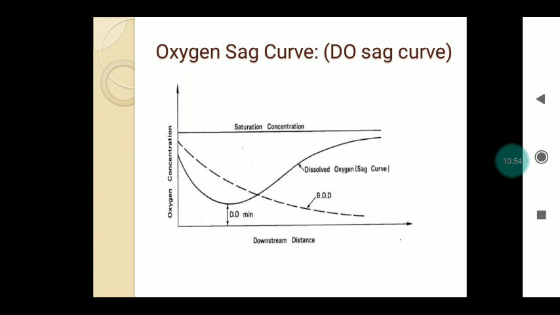So the next point is the oxygen sag curve, or dissolved oxygen sag curve. We can see in the diagram a saturation concentration zone, which has 100% dissolved oxygen. There is a dotted line which shows the decreasing amount of biochemical oxygen demand while flowing downstream in the natural stream, and at a particular point DO is minimum. That is the active decomposition zone where the dissolved oxygen is minimum, and while flowing along the river or natural stream it goes on increasing. That is known as the dissolved oxygen sag curve.